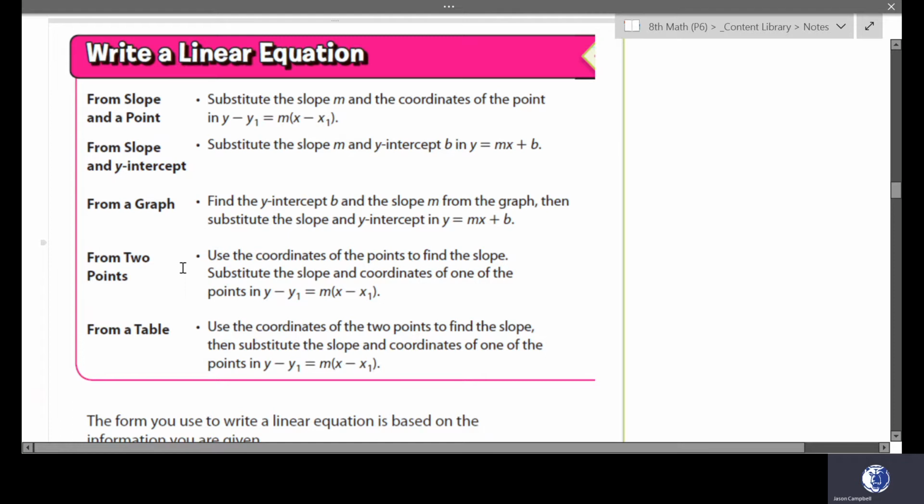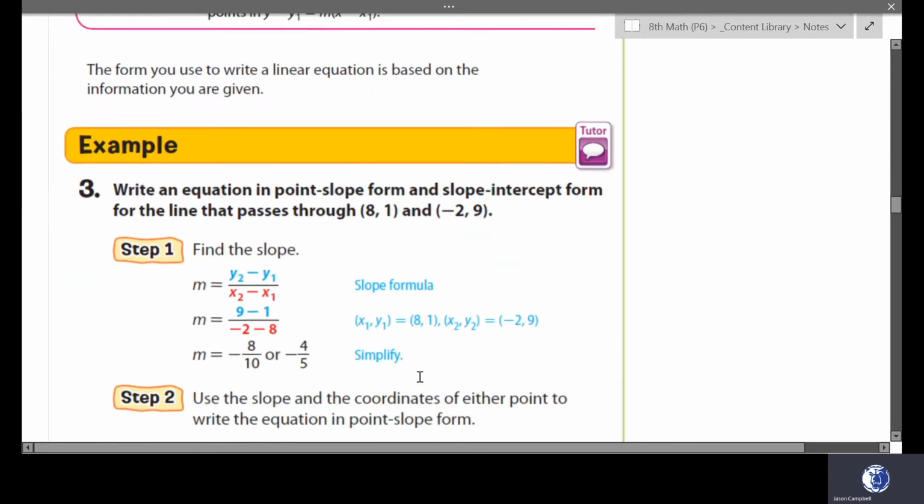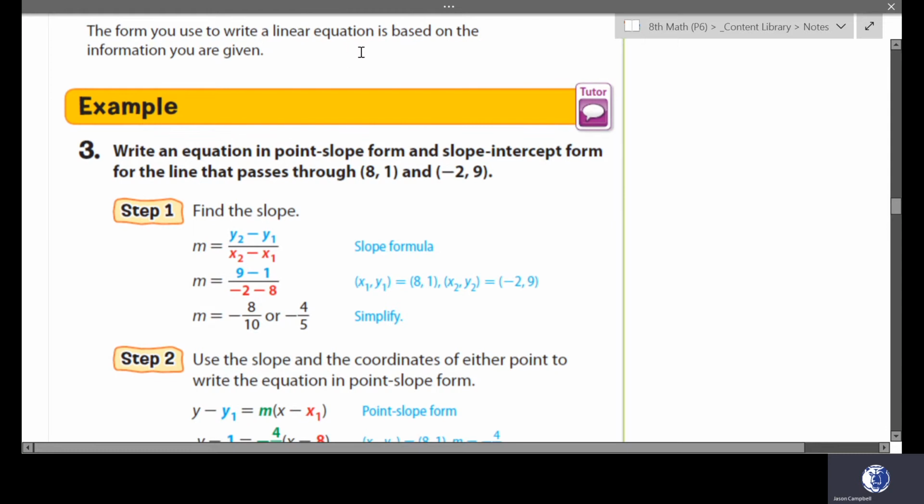If you have 2 points, use the coordinates of the points to find the slope, then substitute the slope and the coordinates of one of the points into point-slope form. And if you have a table, like we started with in this section, use the coordinates of the 2 points to find the slope, then substitute the slope and the coordinates of one point into point-slope form. The form you use to write a linear equation is based on the information you are given.